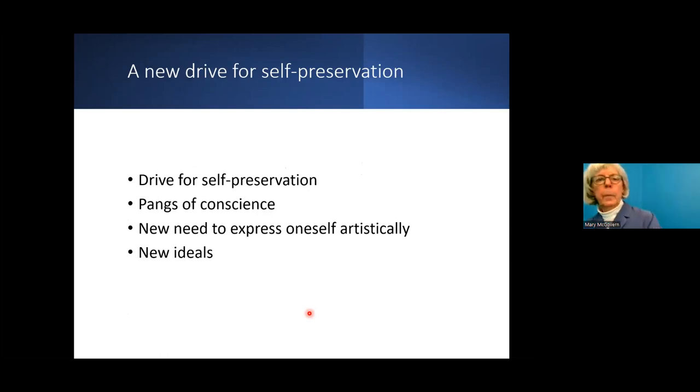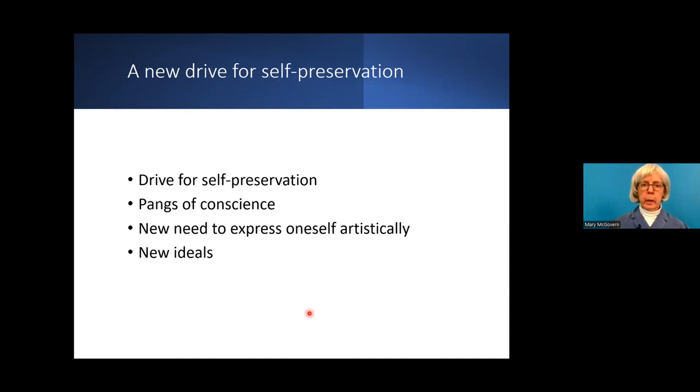So we see that there arises in us a new drive for self-preservation. We have the animal drive for self-preservation, which is our purely physical survival. We want to make sure we have enough food, shelter and clothing and so on for our children, for our old parents and so on.